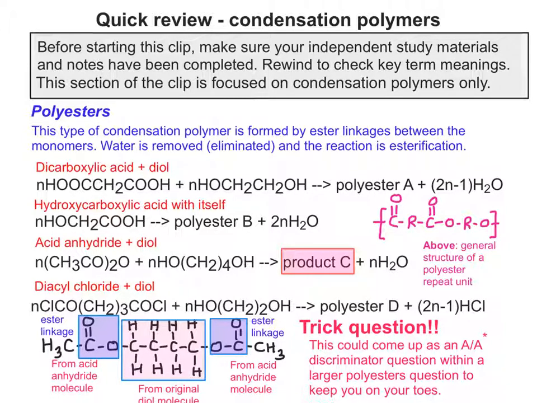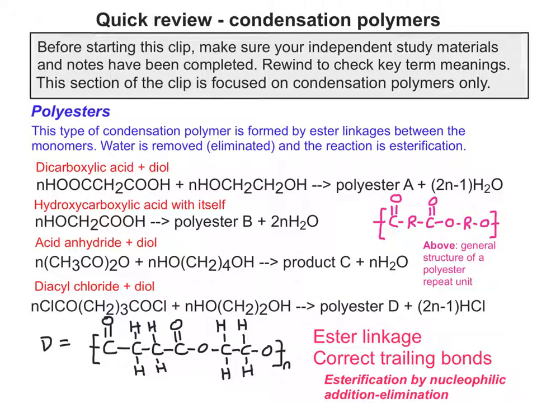Okay, so let's have a look at the final one now, polyester D. So in the final one, again we've got the correct ester linkage and the correct trailing bonds. But this time it was interesting to look at the mechanism by which this took place. It was esterification by nucleophilic addition-elimination, a little bit different to the way that the other three would have reacted. Or should I say, a little bit different to the first two. The acyl anhydride would definitely have been nucleophilic addition-elimination as well. So let's have a look at which part of the repeat unit came from where.